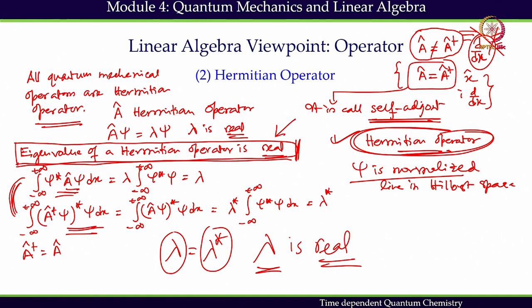So, in quantum mechanics, all the acceptable operators which I will use are going to be Hermitian operators, and whenever such an acceptable operator acts on the wave function, I will get a real eigenvalue. That's the bottom line of this analysis.